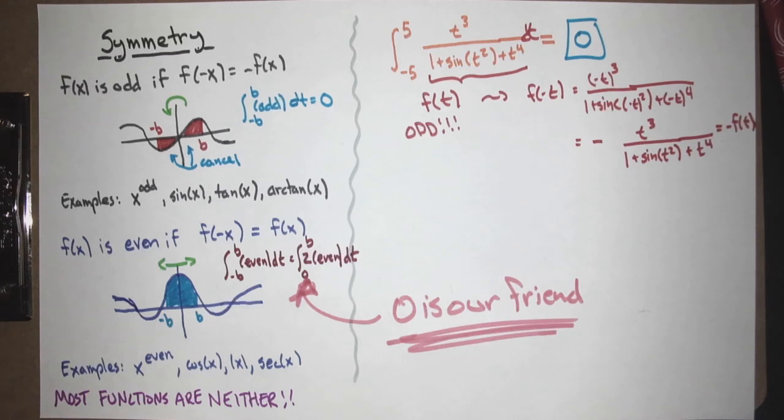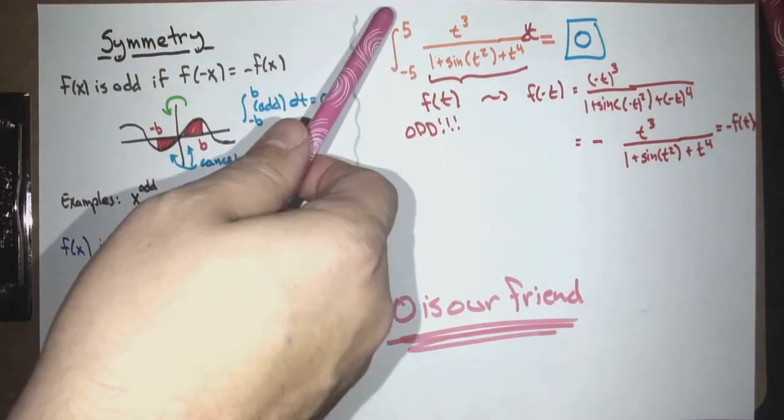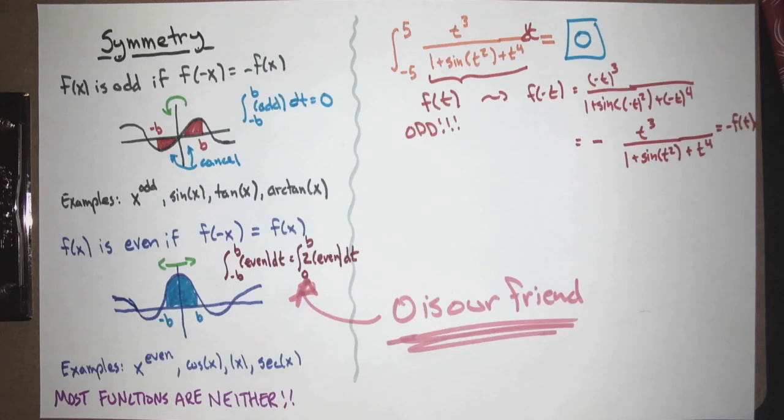So, if you have odd symmetry, and keep in mind, you have to have negative b to b, you get cancellation. If you have even symmetry, you can cut it in half and go 0 to b, but remember to double.